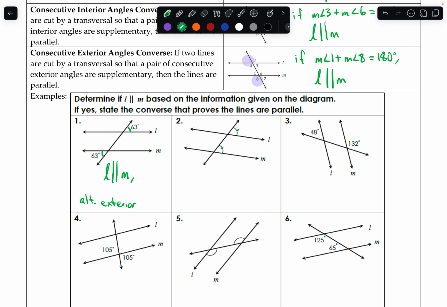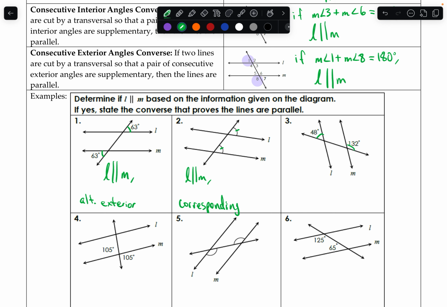Moving on to number 2, these two lines indicate that these two angles are congruent. Sometimes you see little hash marks on them, but sure enough, this indicates congruency, and those are corresponding angles. So we can say that L is parallel to M, and the reason is we have corresponding angles that are congruent.